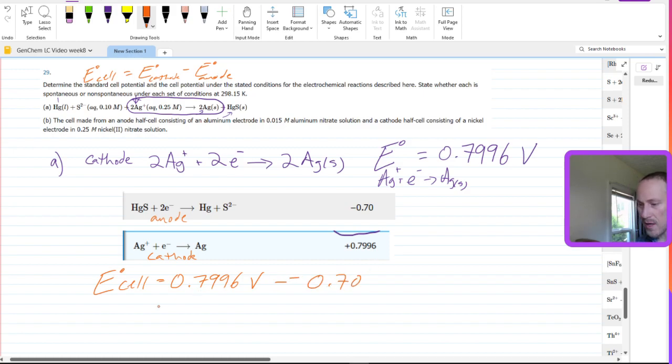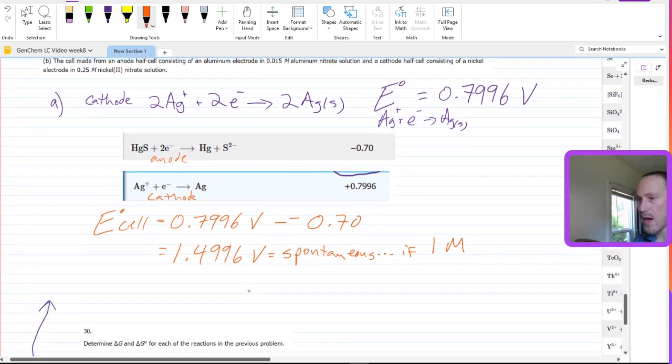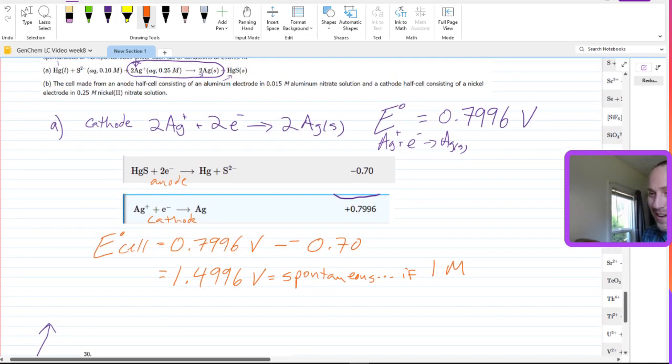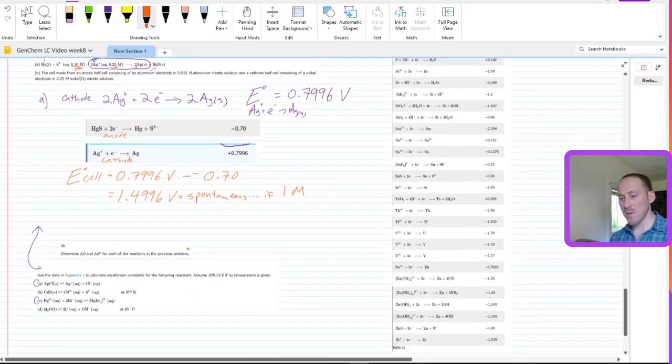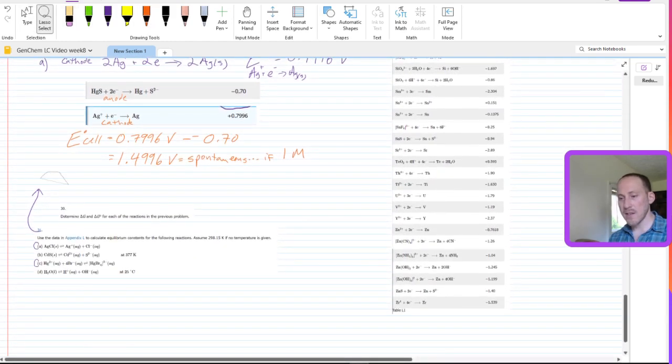This one I can do in my head. It's going to equal 1.4996 volts, which equals spontaneous. Well, caveat, spontaneous if we were at 1 molar, but we're not necessarily at 1 molar. We're literally not at 1 molar. It says right here that we actually have 0.1 molar of one of those and 0.25 molar of the other one. So we're actually going to see. This is going to be exciting.